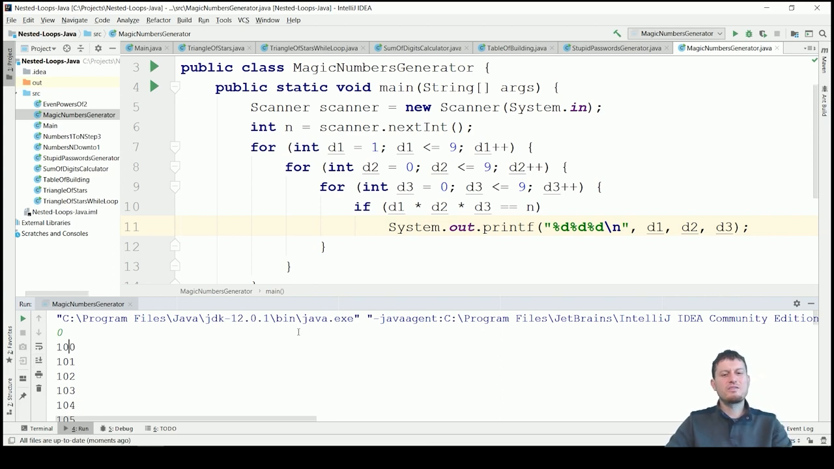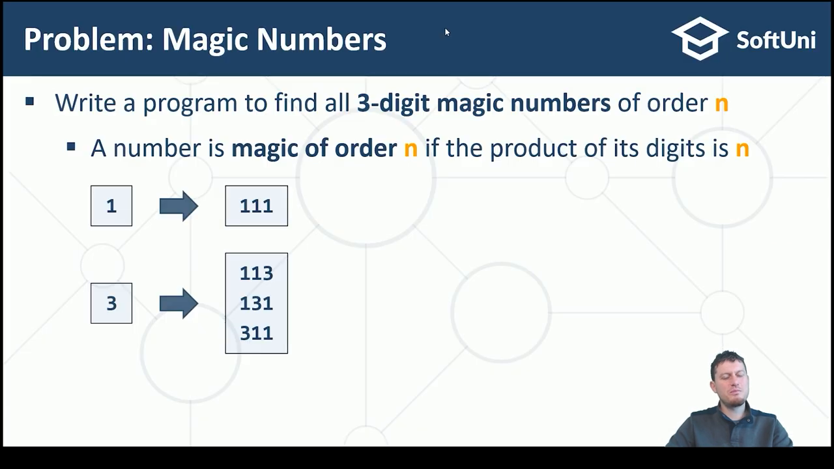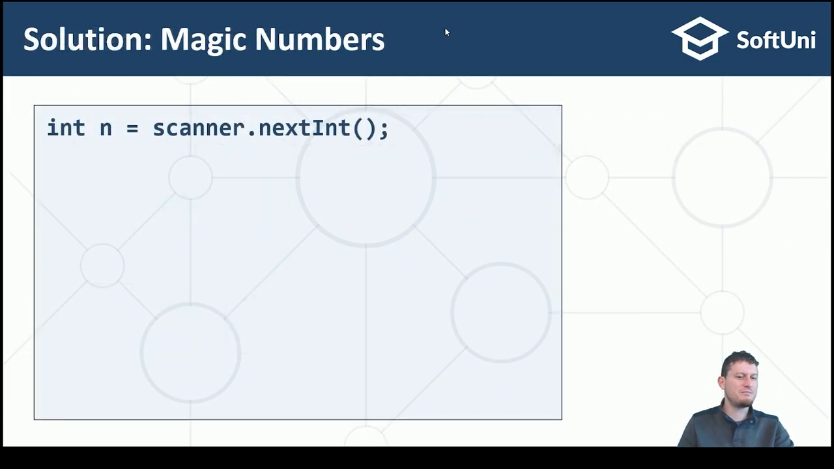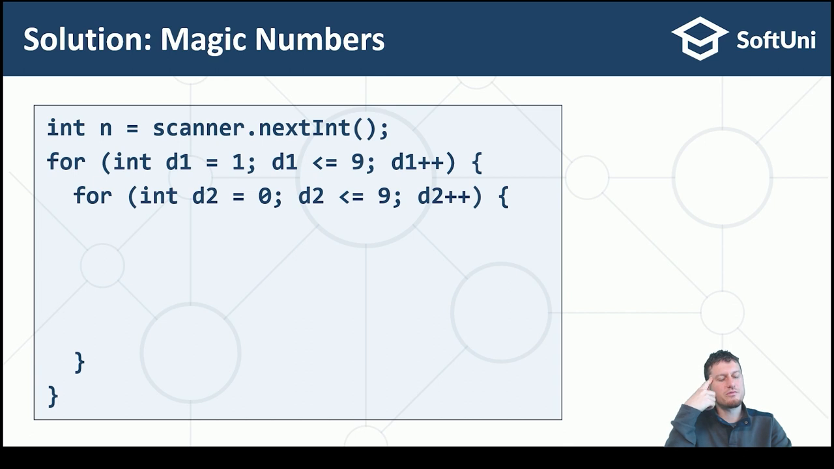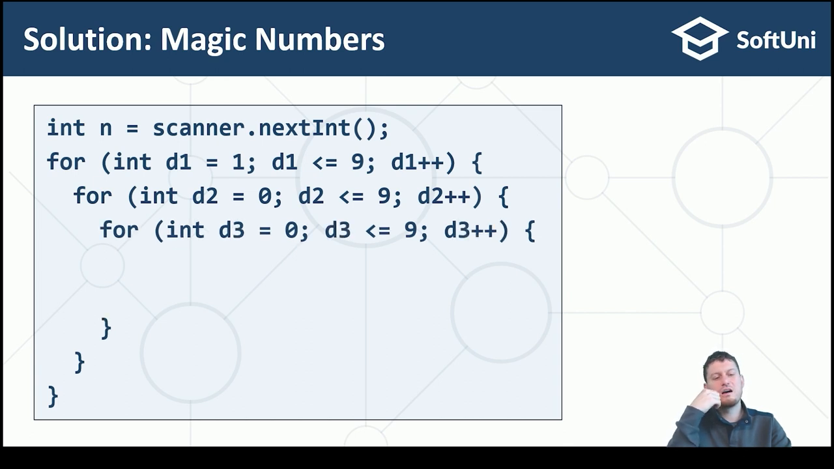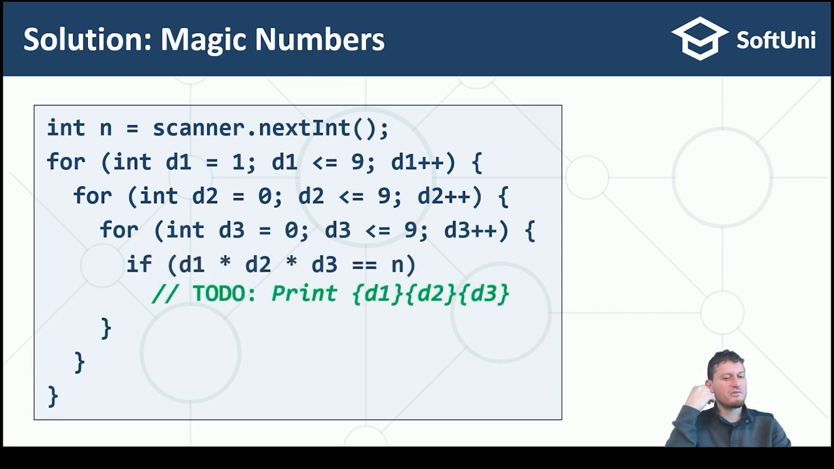Okay, so we are done with this problem, and let's see the solution I had in mind before the start. The first digit is a loop from 1 to 9, the second digit is a loop from 0 to 9, the third nested loop is from 0 to 9, and if we multiply these 3 digits and they have a value of n, we print these 3 digits joined together one after another. Exactly the same solution which I wrote just now.